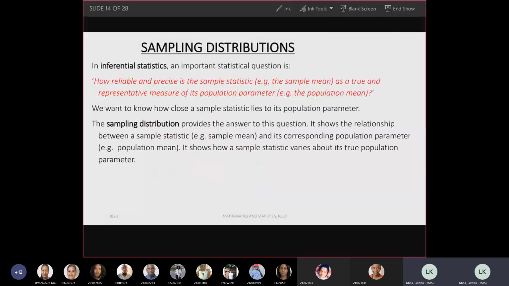Okay, so the sampling distribution provides the answer to this question. That is this one over here. How reliable, how precise is the data? So we will know with what accuracy we can estimate the population parameter. It shows the relationship between a sample statistic, for example the mean, which is the first one we'll be looking at, and its corresponding population parameter. And then it tells us how a sample statistic varies about its true population mean.